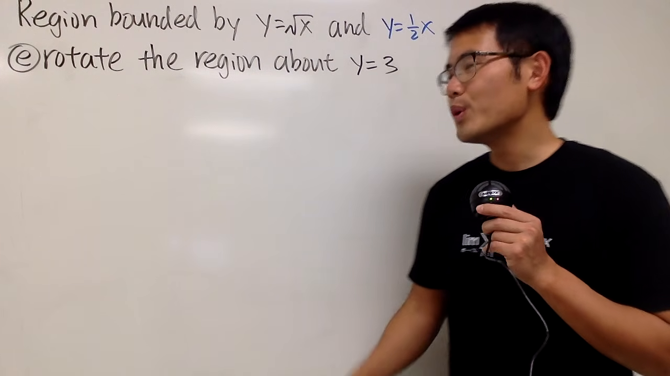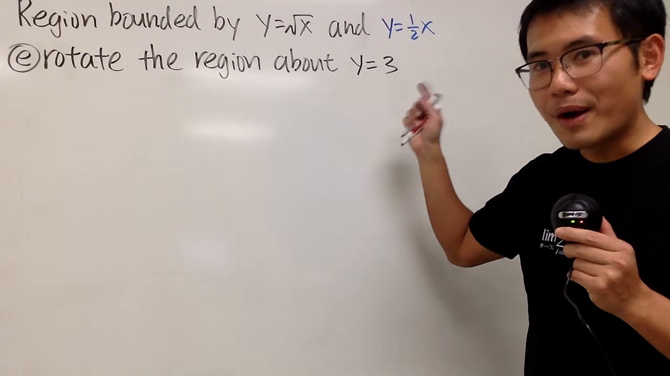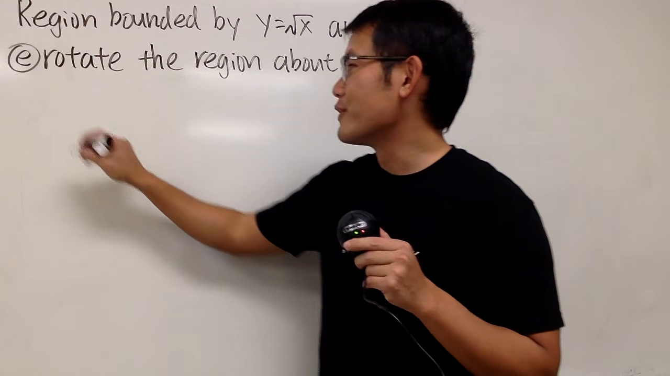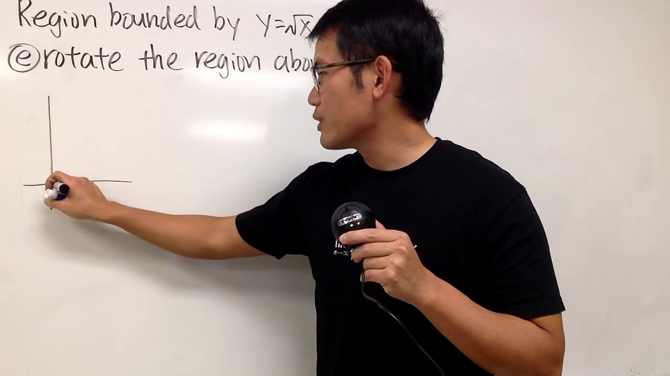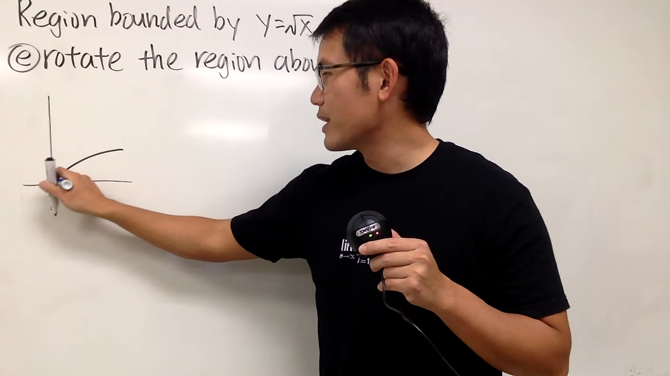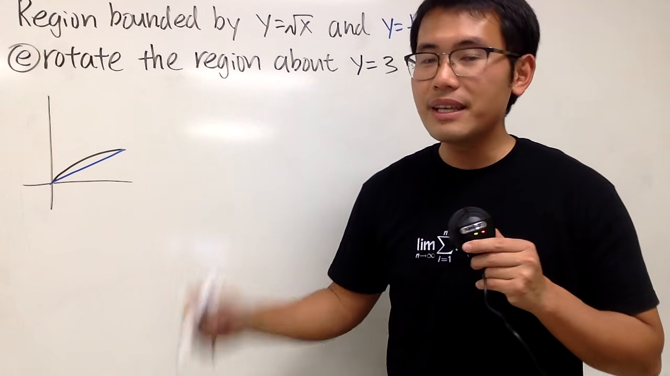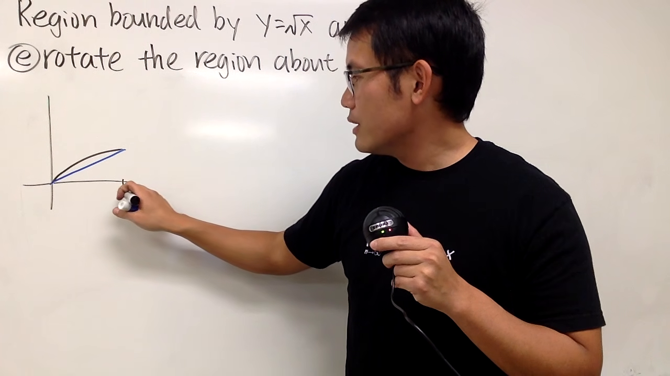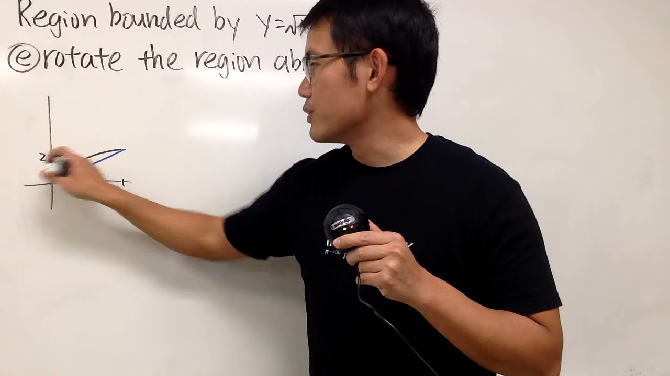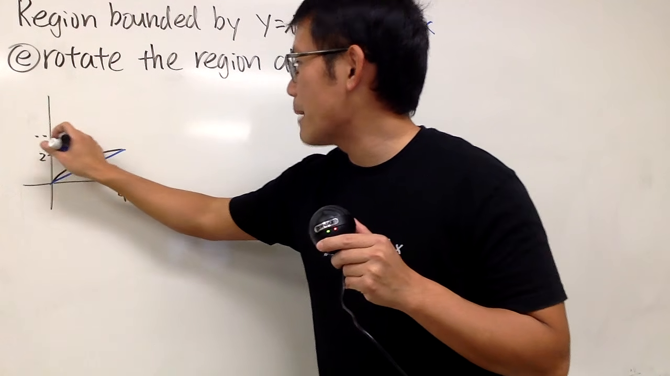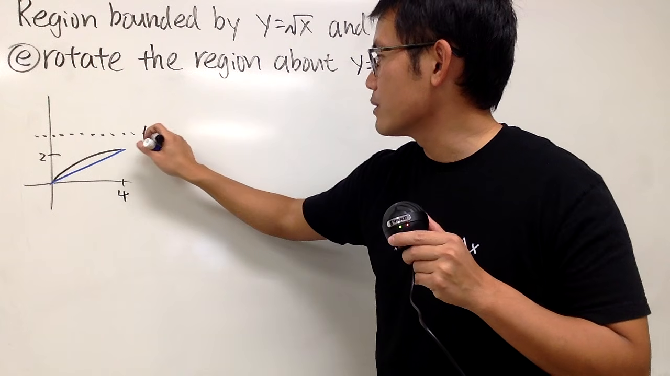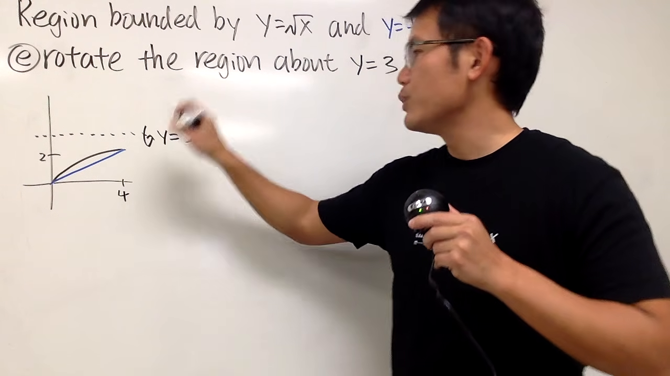All right, so we will take the region and rotate it about y is equal to 3. Have a look at the picture first. So go ahead and draw our square root of x right here, and then this right here is our line 1/2 x, right? And as we all know, this right here is 4 and this right here is 2. This time though, we are rotating about y is equal to 3. So it's going to be up here. This is the horizontal line that we're rotating about, y is equal to 3.